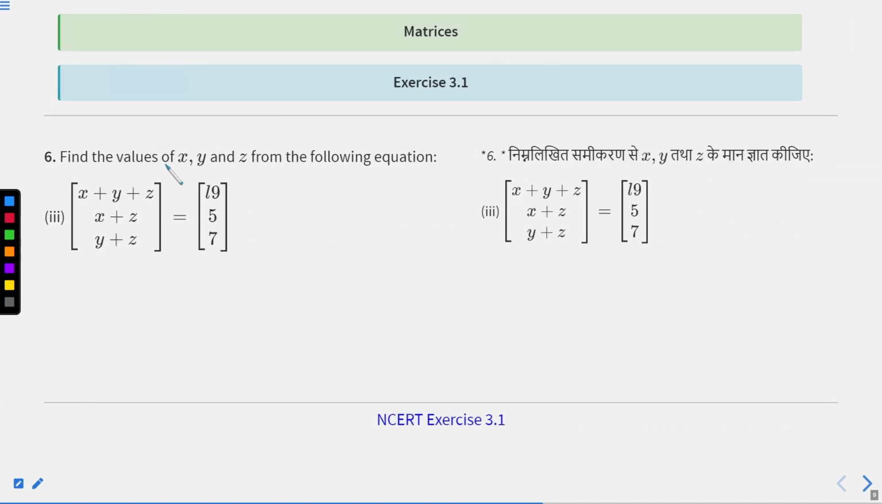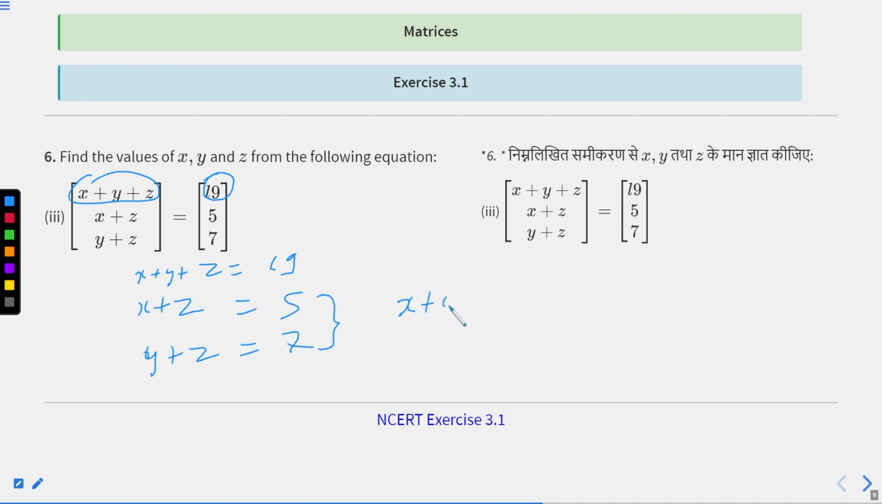Now the same. So quite simple. Two matrices given equal to each other. So compare their corresponding elements. So this will be what? x plus y plus z will be 19. x plus z will be 5. y plus z is equals to 7. Add these two. What you will have? x plus y plus 2z is equals to 12. Okay, now this and this you are having.